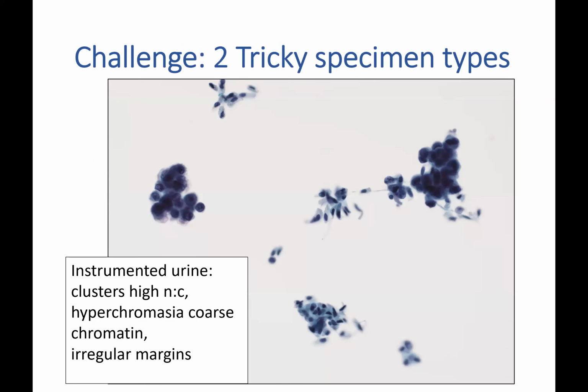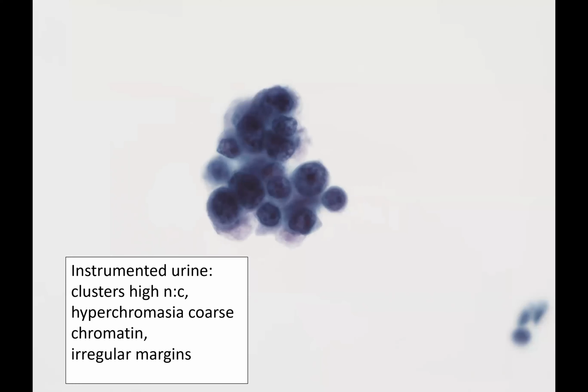And here we have another situation where we can underestimate cells, and that's where you're dealing with a more tricky specimen type. Instrumented samples, where you've got clusters anyway, can actually be quite difficult sometimes to determine if the cells are malignant. But again, it's back to assessing the nuclei. Is it a high nuclear to cytoplasmic ratio, hyperchromasia, coarse chromatin, and irregular nuclear margins, as in this case? Again, we can see at high power, when we concentrate on the nuclear features, they fulfill criteria for high-grade urothelial carcinoma.